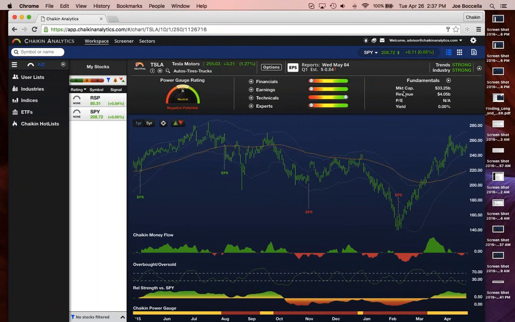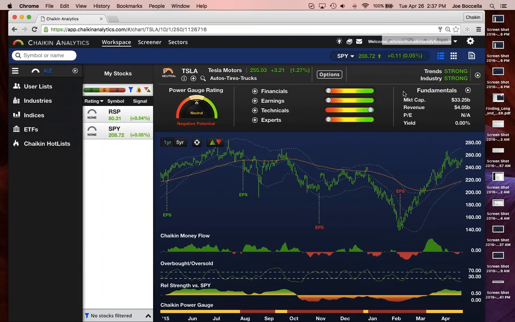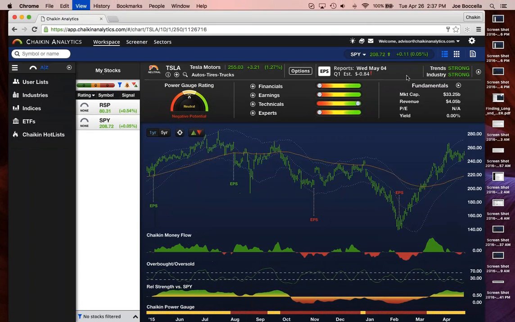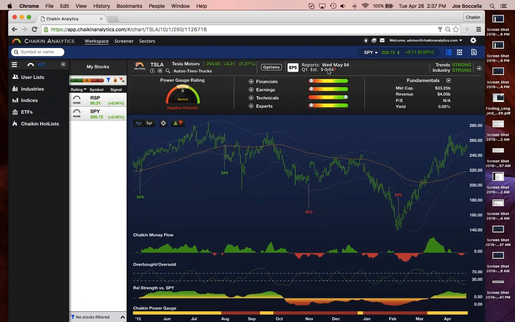Another problem may be that if you zoom in too far, see how it disappears. Whereas if I zoom out, I can see the earnings information here. So if you're not seeing this on your screen right now, it's probably because you're zoomed in or it's a little too stretched.